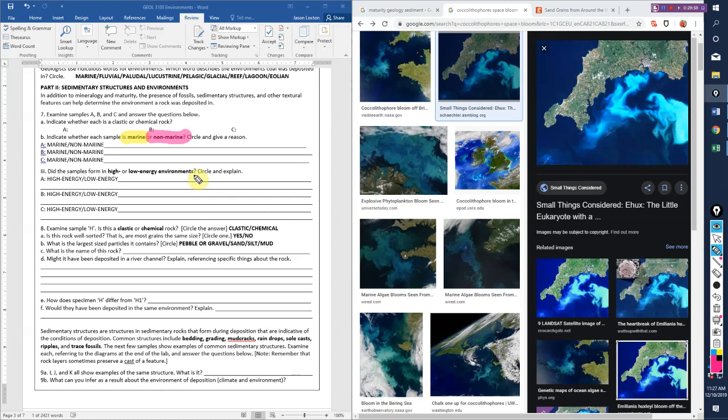If it is, and any structure as well within it, if you're in a high energy environment. So if you've got waves smashing back and forth, what is going to happen to anything that's being moved around with the waves? They're going to smash into each other and get broken up. So you'd expect to find in a high energy environment shells to be pretty broken up. You'd also obviously expect to find relatively coarser grained material, maybe sand instead of mud.